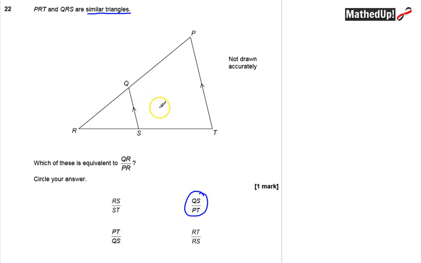We'll just check the other ones though. PT divided by QS, that's the big triangle length divided by the small triangle length, so they are corresponding, but it's the wrong way around. And we've got RT divided by RS, and again that's the big triangle length divided by the small triangle length, so that's the wrong way around as well. So it's going to be QS divided by PT.